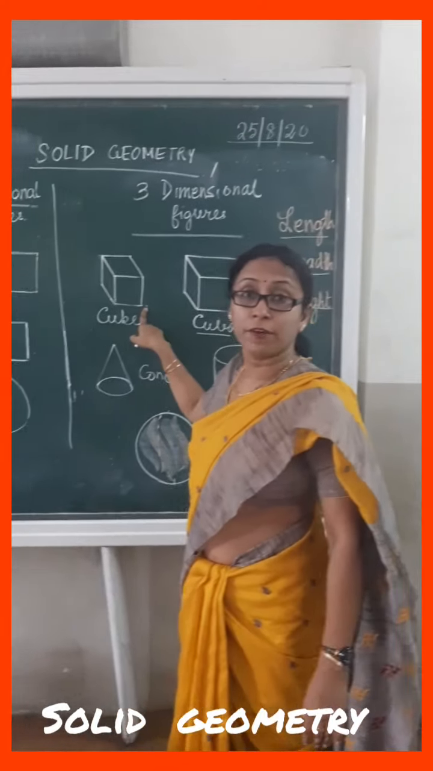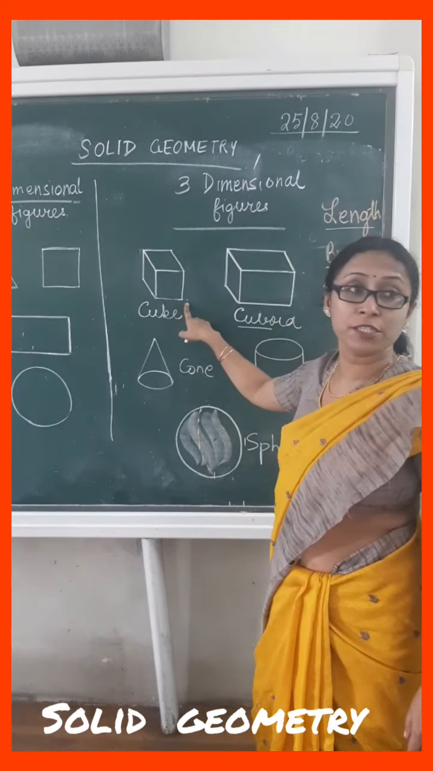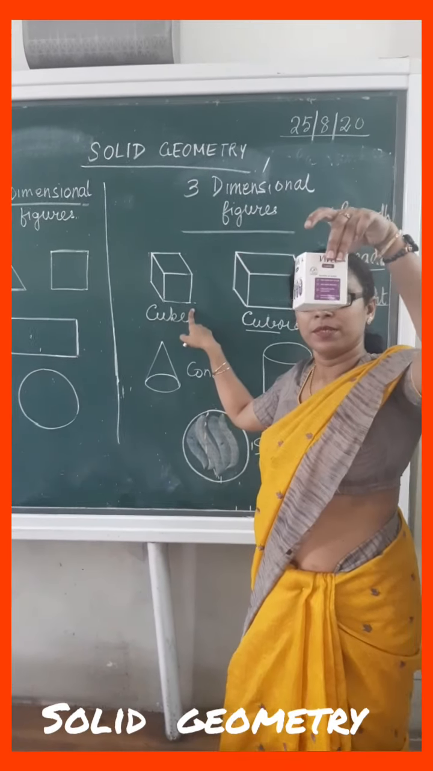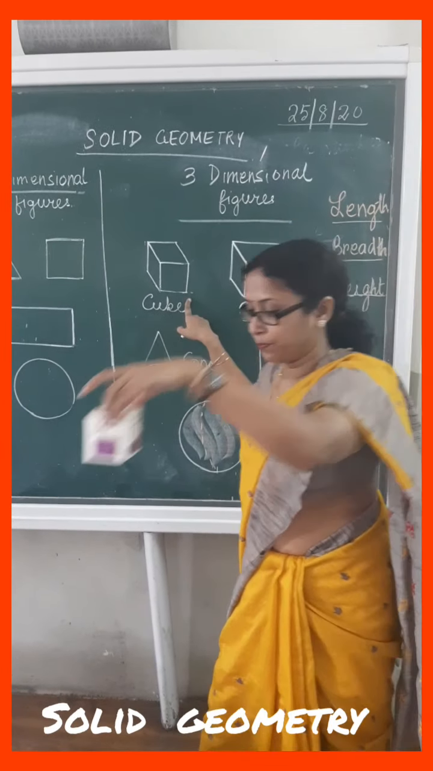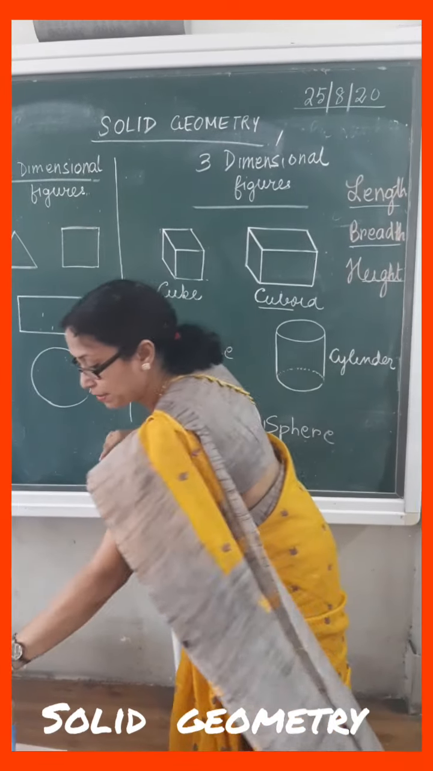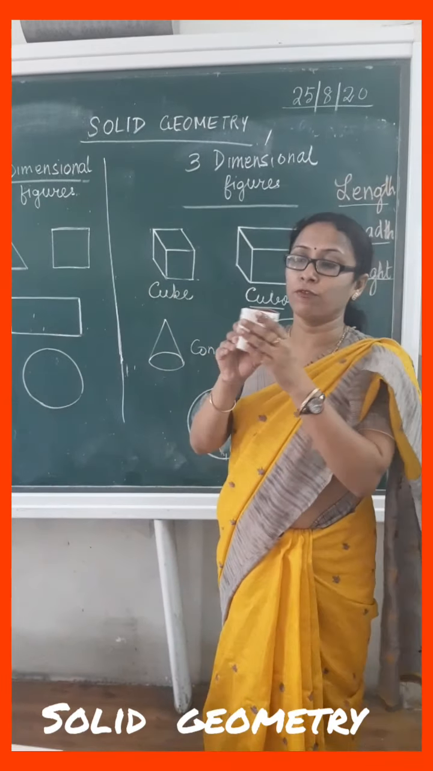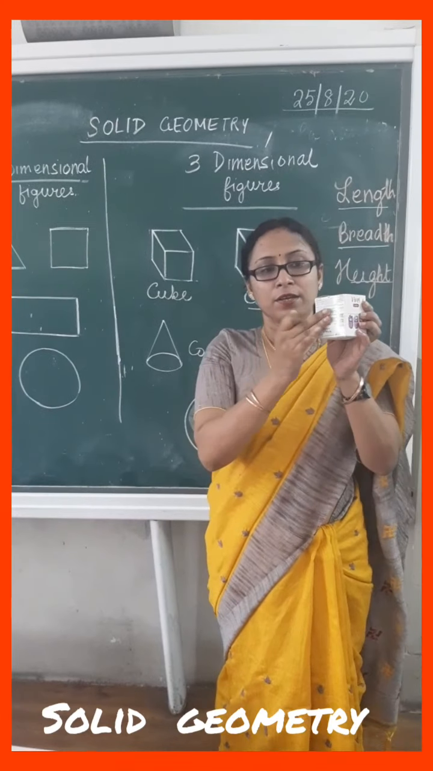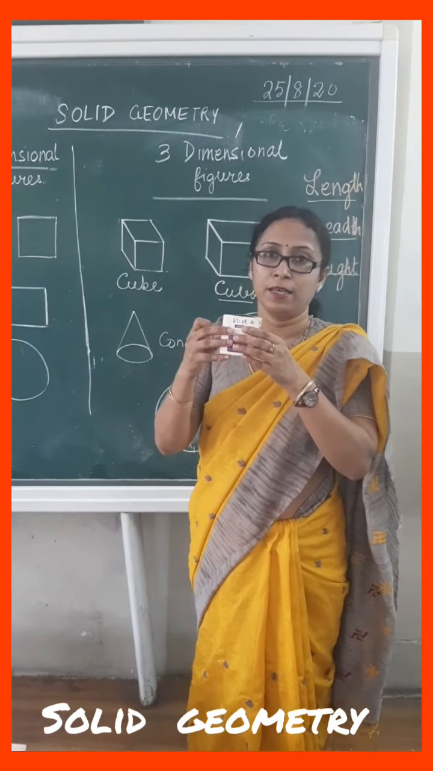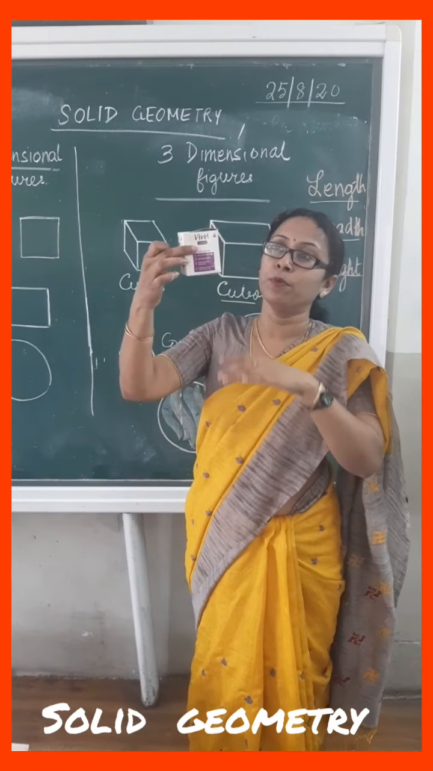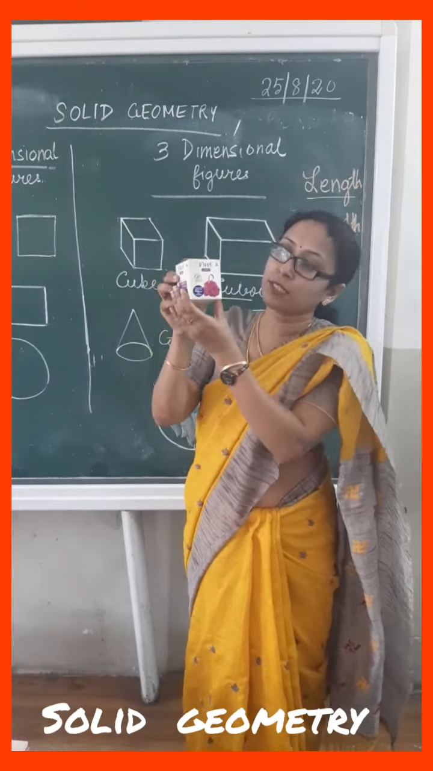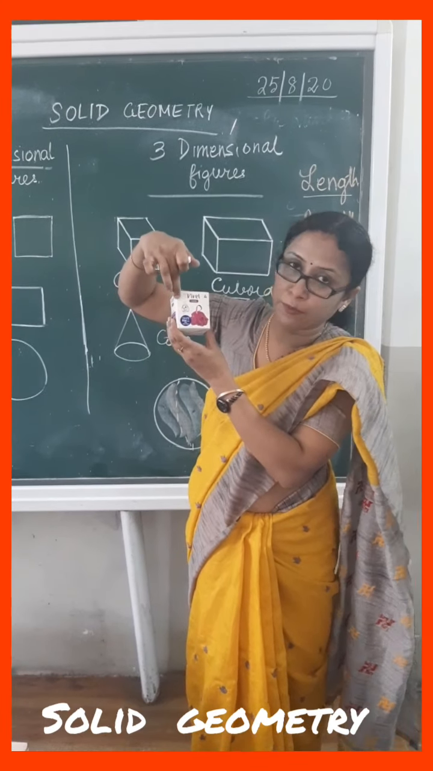See this first object, cube. This is a cube. And let me tell you one more thing. These are called faces. The solid objects always have faces. In this cube, all the sides are equal. You see the first face, this is a square.